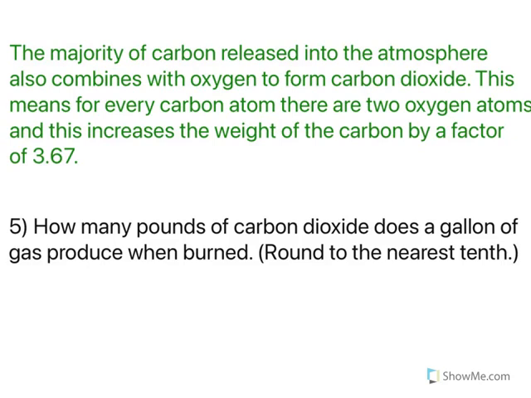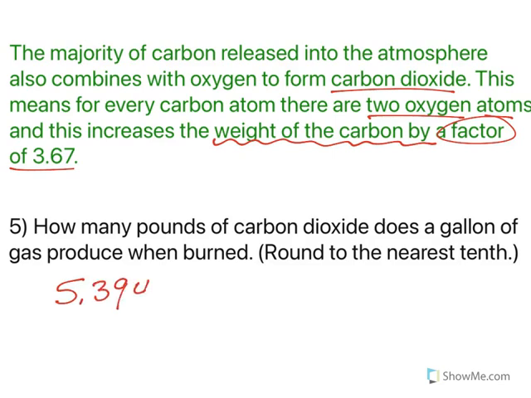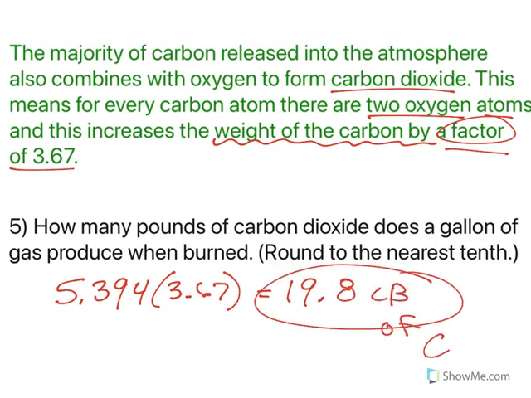Now, the majority of carbon released into the atmosphere also combines with oxygen to form carbon dioxide. This means for every carbon atom, there are 2 oxygen atoms, and this increases the weight of the carbon by a factor of 3.67. So how many pounds of carbon dioxide does a gallon of gas produce when burned? So now we're going to take the weight of the carbon, which is 5.394 pounds, and it increased by a factor. That means you multiply by 3.67, which means we're going to be roughly, I'm going to just round, to 19.8 pounds of CO2, carbon dioxide.